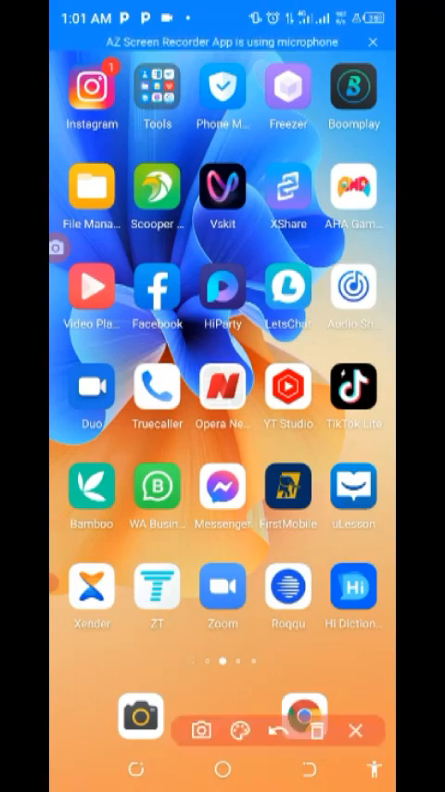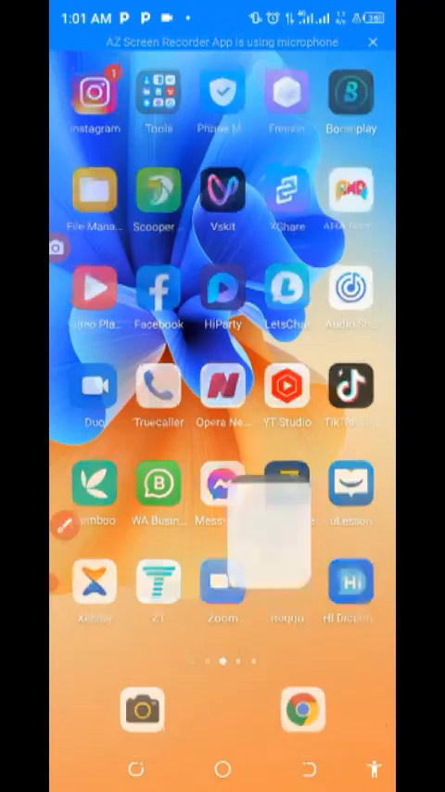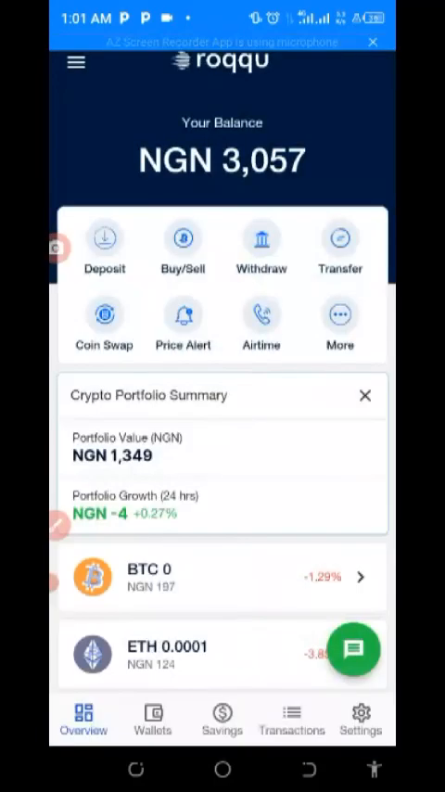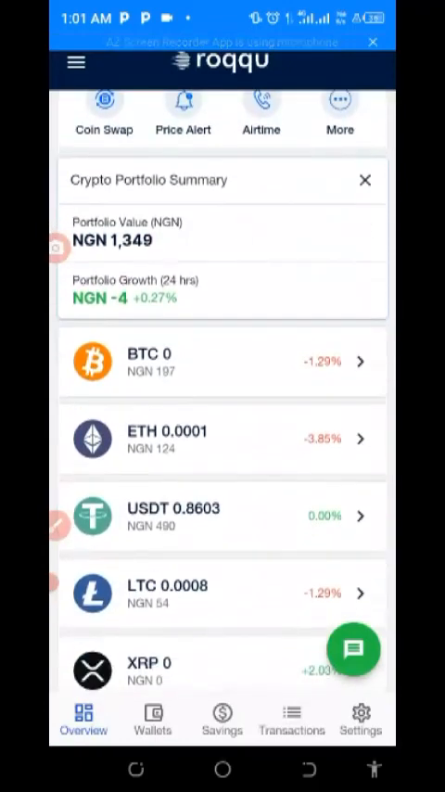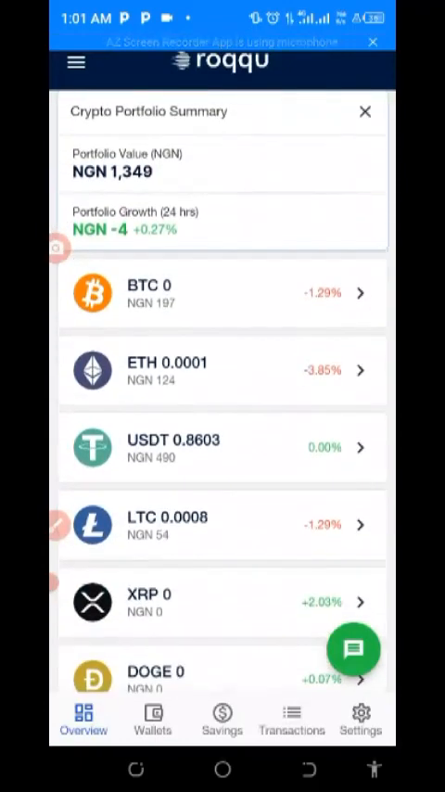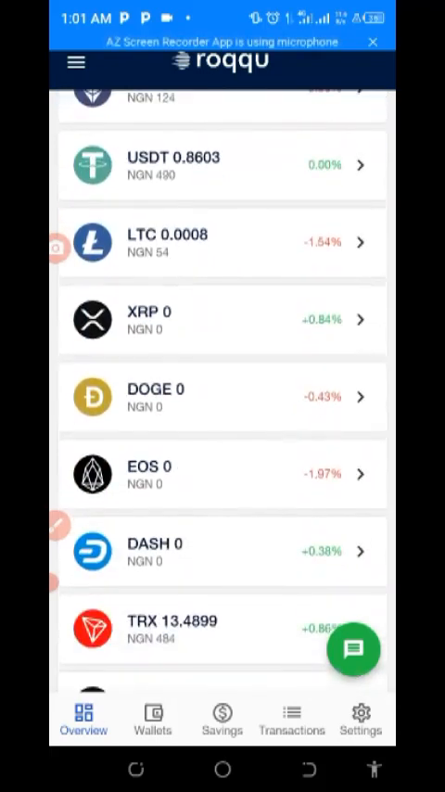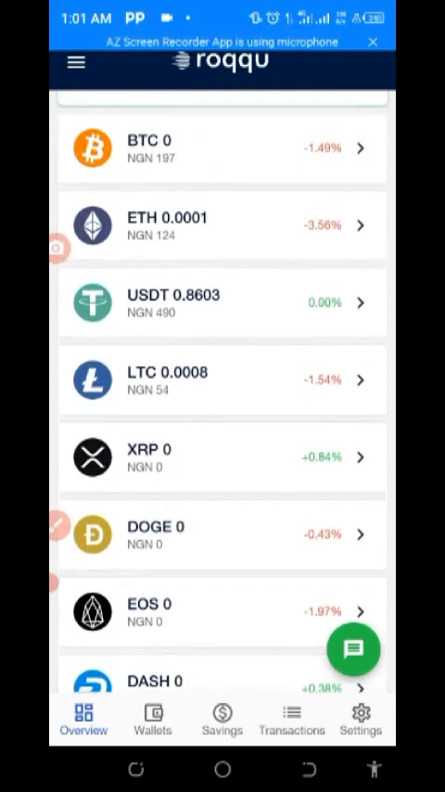Now, the first thing here is to move to Roque. I believe every one of us will have the app with us. So we move to the Roque. Now you supply your fingerprints. Yes, this is how you make your daily income. For instance, this is Bitcoin, Ethereum, USDT, and Litecoin, and TRS, and so many here.